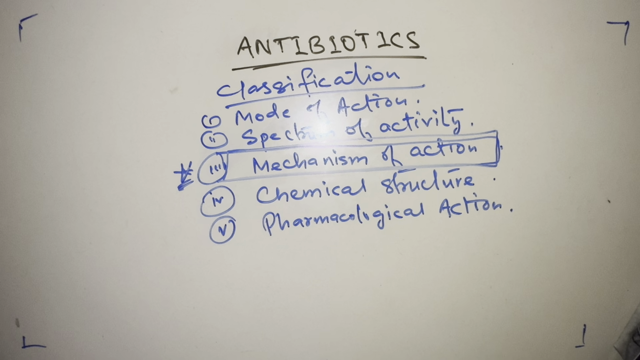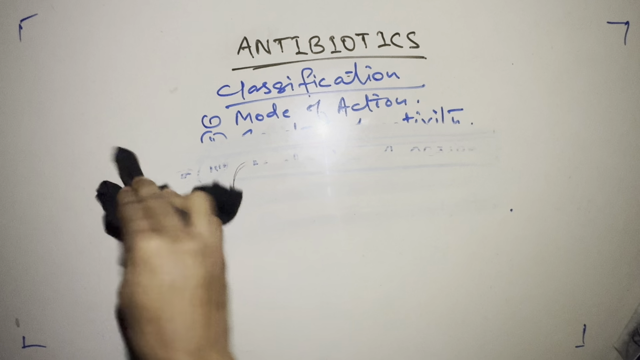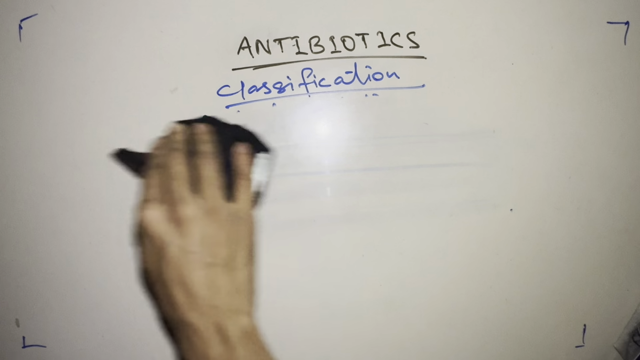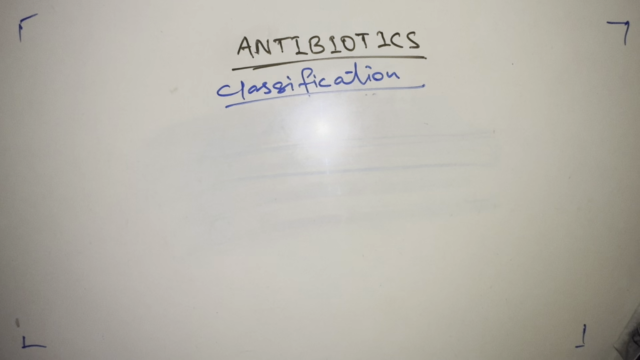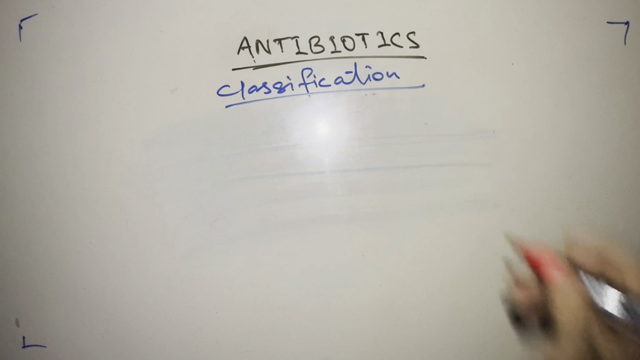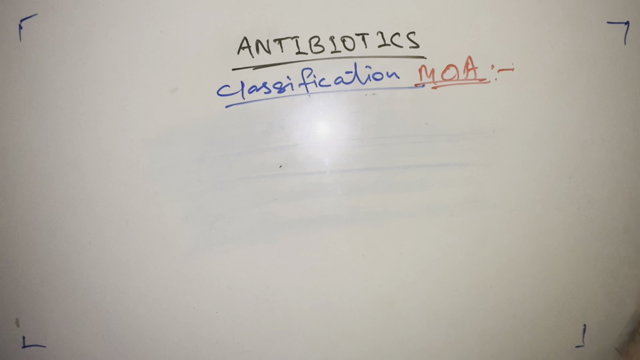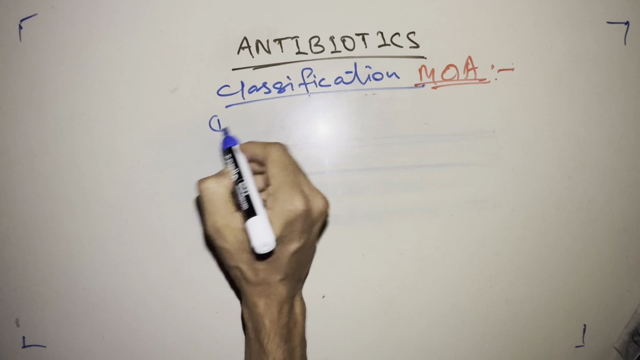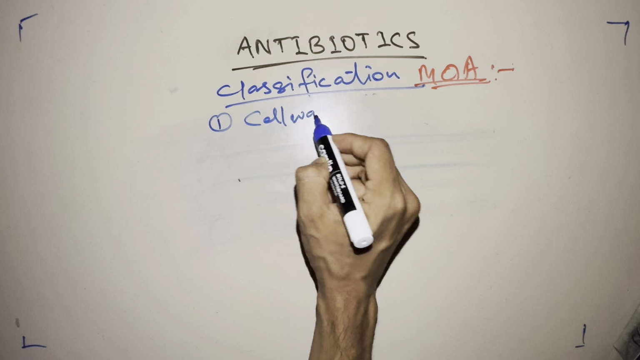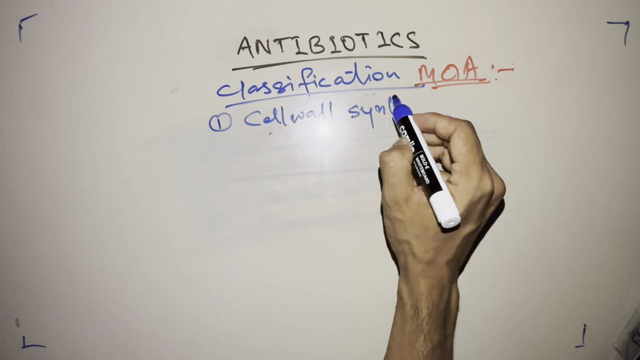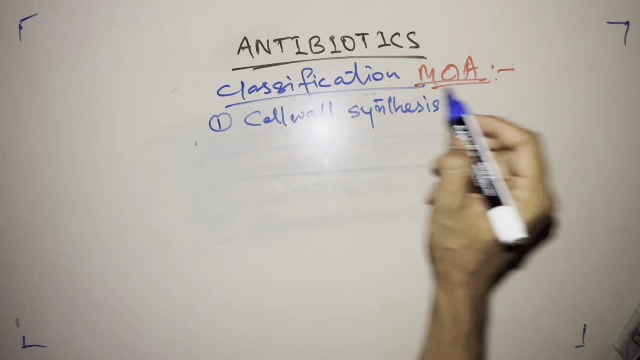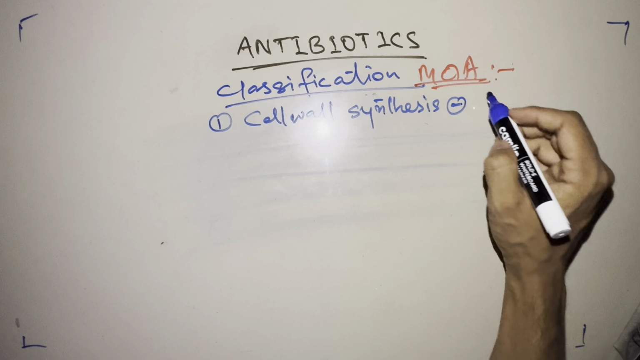So now we will see the classification based on mechanism of action. If you want to write, then please pause the video and write down. Classification based on mechanism of action, that is MOA. Based on mechanism of action, antibiotics are classified into mainly five types. Number one is cell wall synthesis inhibitor, which inhibits the cell wall synthesis of bacteria.